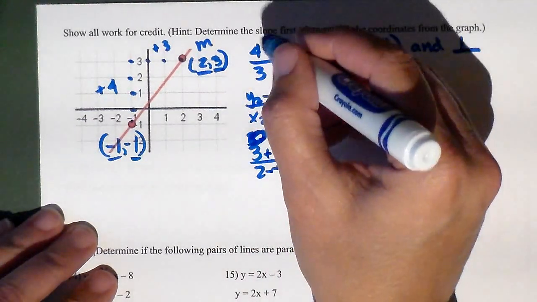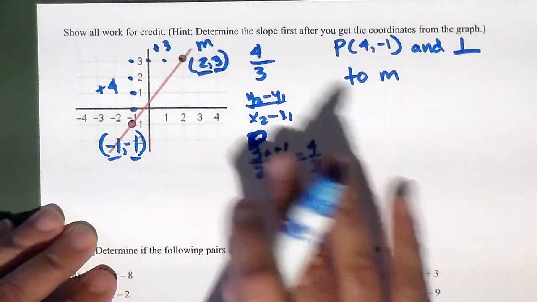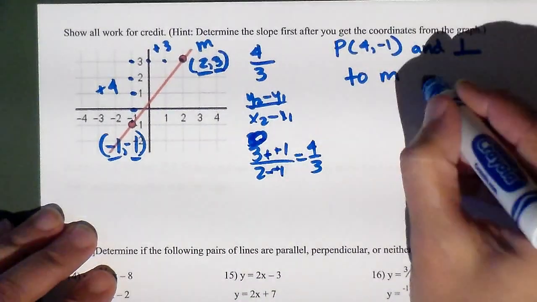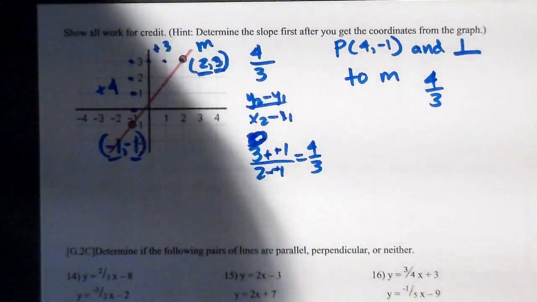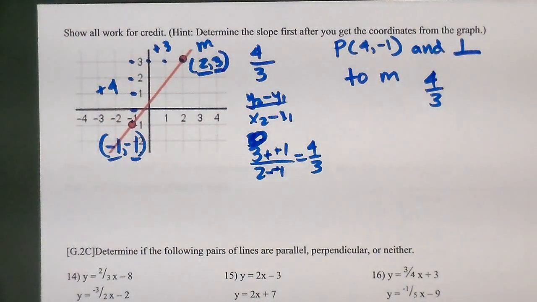Okay, but here's the problem. 4/3 is the slope of this line. I want the perpendicular. So if 4/3 is the slope, what are perpendicular lines? Perpendicular lines are opposite reciprocals, if you guys remember that, okay? Perpendicular lines are opposite reciprocals.